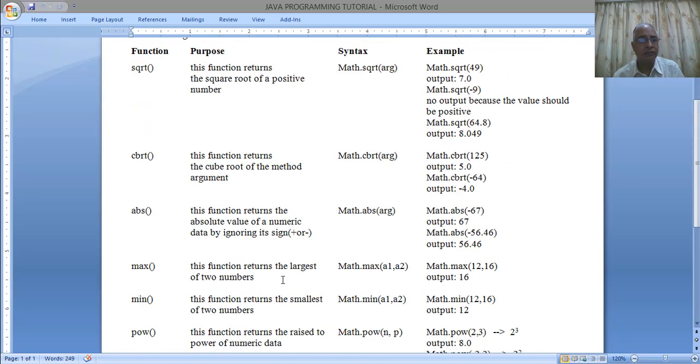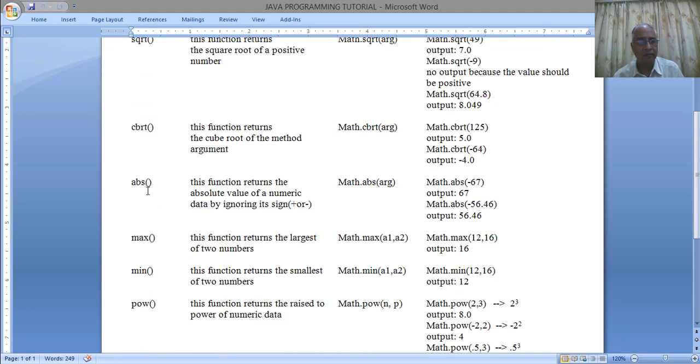Then comes another function, abs. Abs means absolute. This function returns the absolute value of numeric data by ignoring its sign, plus or minus. In absolute value, if you give a negative number, the computer will convert it into an absolute value without any sign, that is, it ignores the negative and positive sign of that number. So Math.abs(arg), where arg means argument. Math.abs(-67), output will be 67. Math.abs(-56.46), output will be 56.46. So the negative sign is taken out.